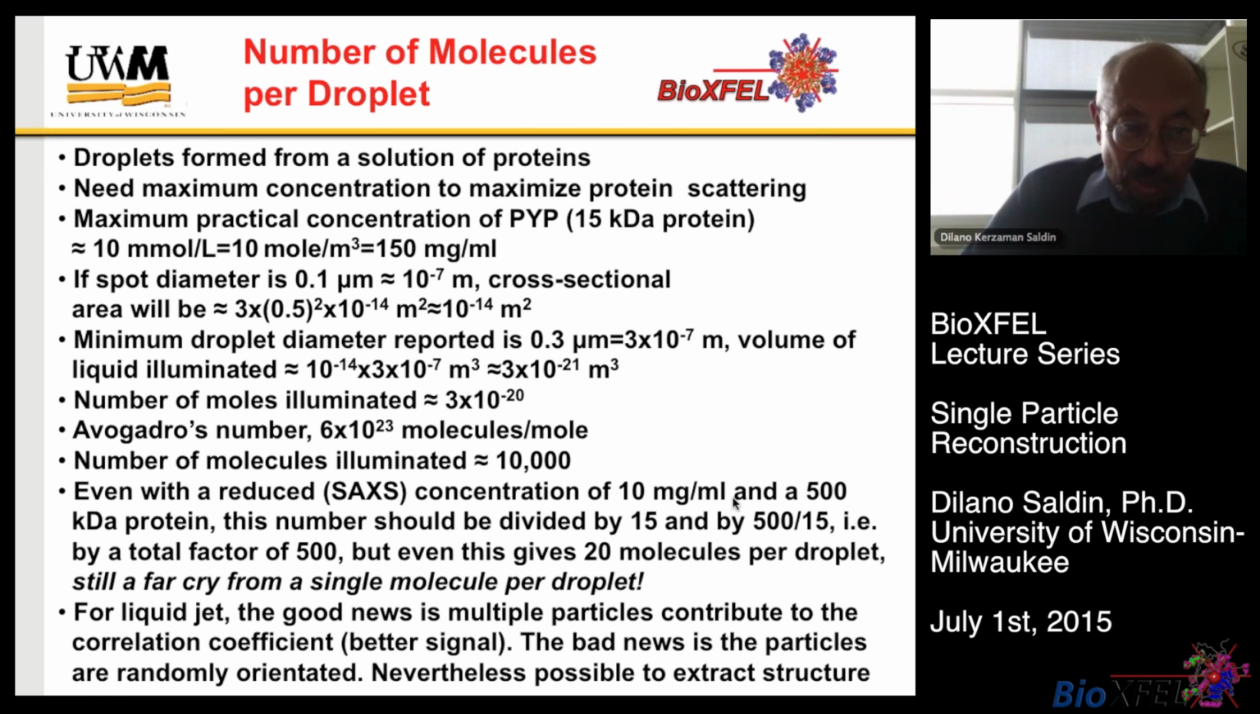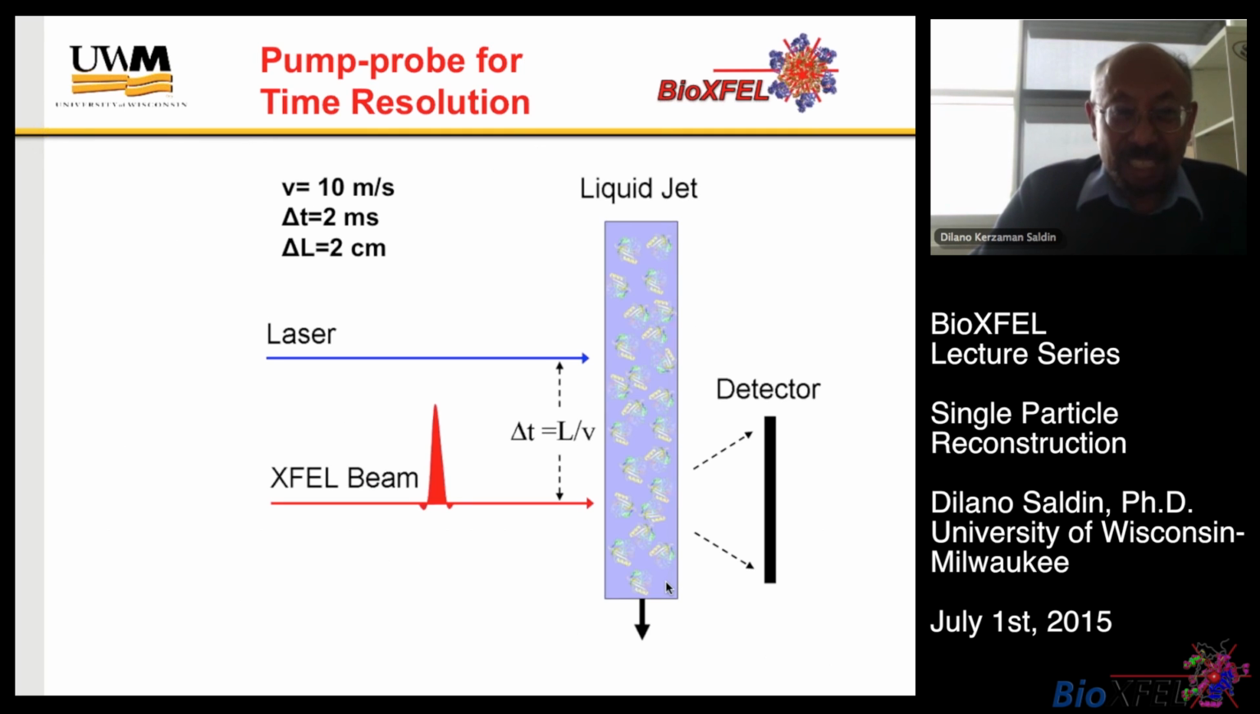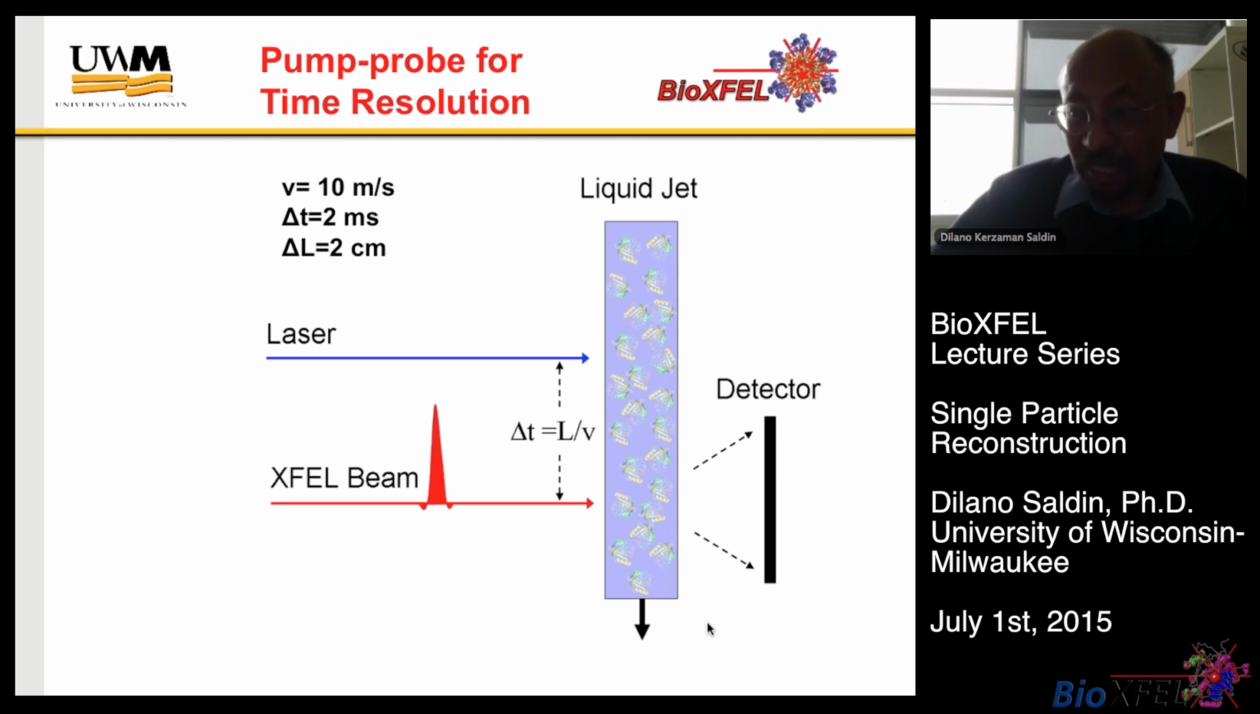So for a liquid jet, the good news is that multiple particles contribute to a correlation coefficient and therefore give better signal. The bad news is particles are randomly oriented. Nevertheless, as we have seen, it's possible to extract the structure.